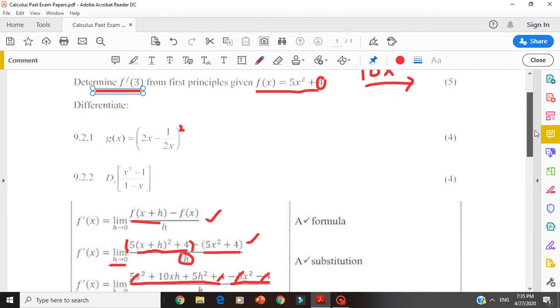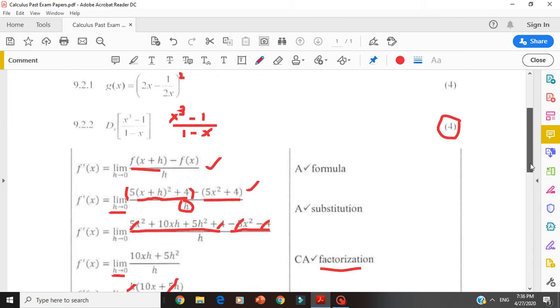Okay, and a common question that does come out, question 9.2.2, is we've got x cubed minus 1 divided by 1 minus x. It's a very common question, so take note of this and give that a go. So I'm going to do that with you now.